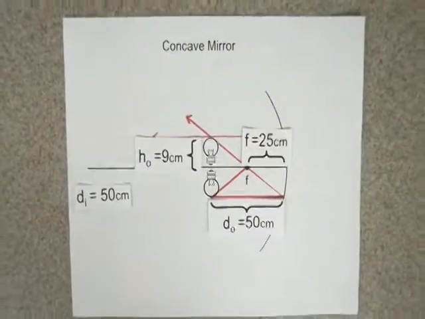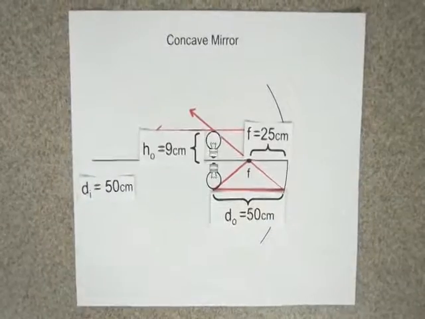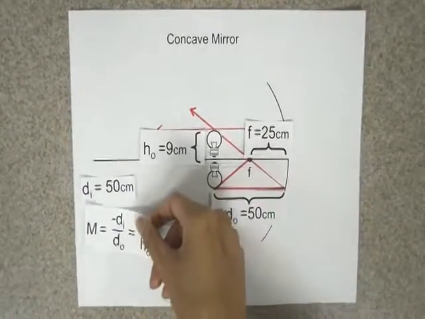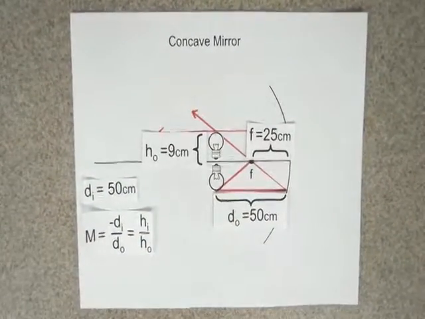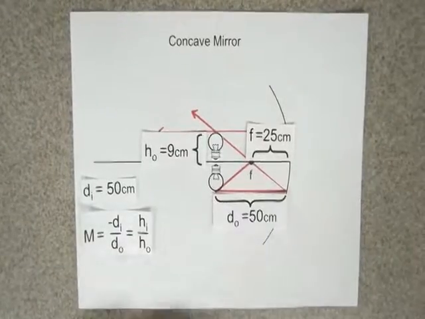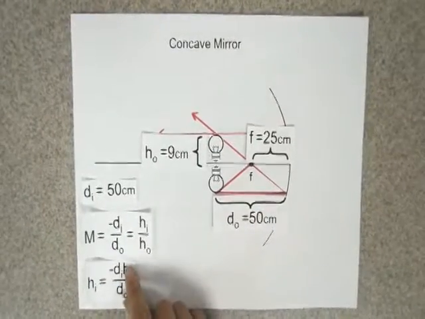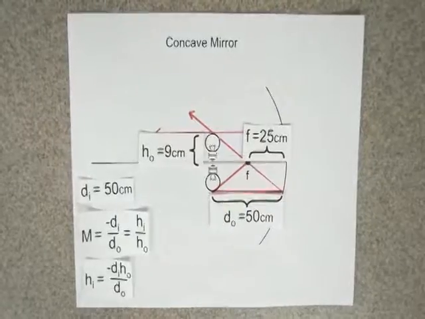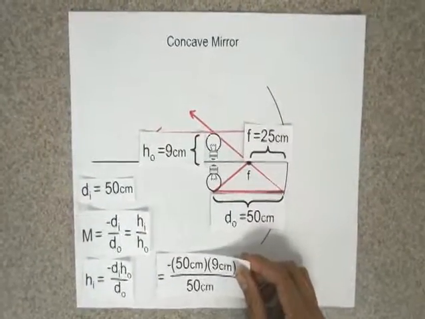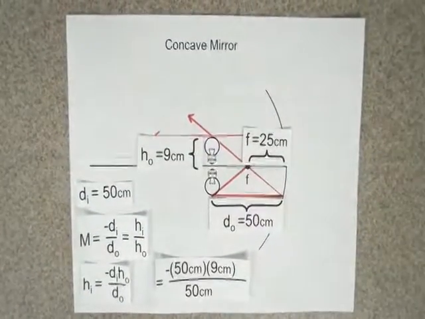Next, using the magnification ratio, we know that M equals DI over DO, and it also equals HI over HO. Solving for HI, we get DI times HO over DO. By substituting in the numbers, the height of the image comes out to be the same as that of the object.